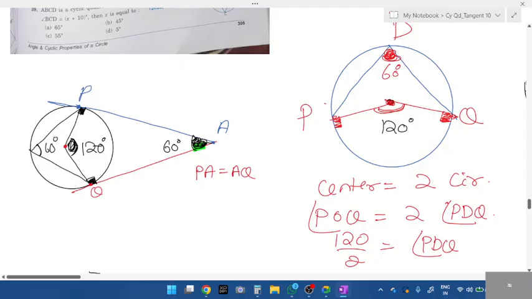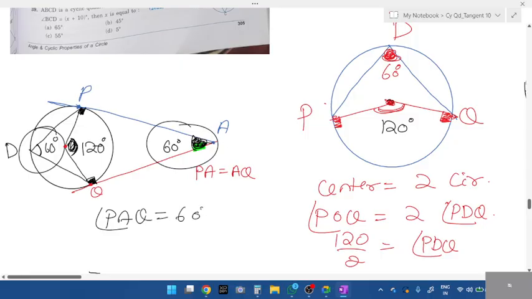One more thing. Can you see these two angles are equal? Response, students. These two angles are equal, right? Yes. So these two angles will be equal. It depends on the question. If they have given PAQ, we know PAQ is equal to 60 degrees. If they have given PAQ and asked us to find PDQ, you can just write 60 and 60. You don't have to solve. You don't need to find this 120. It will definitely be equal.